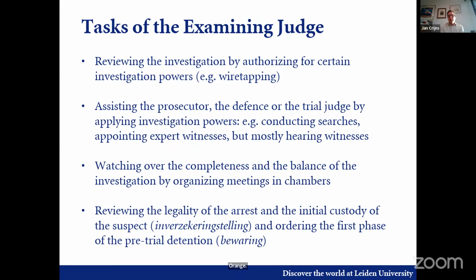If the police would like to search someone's house, then they need the examining judge, and the examining judge will go to the house and lead the search of the house of the suspect. It's not allowed for the police or for the public prosecutor to conduct a search by themselves. They always need the examining judge, and the examining judge will lead the search of the home.